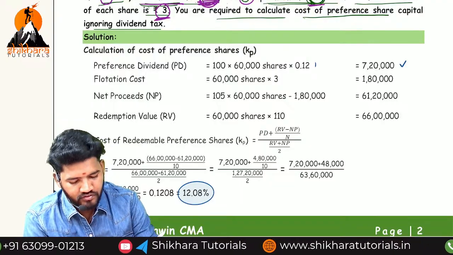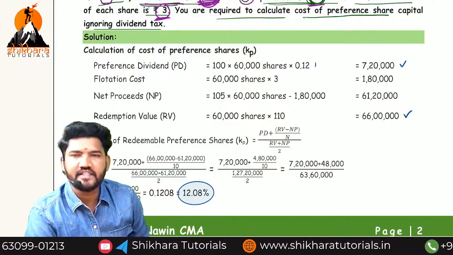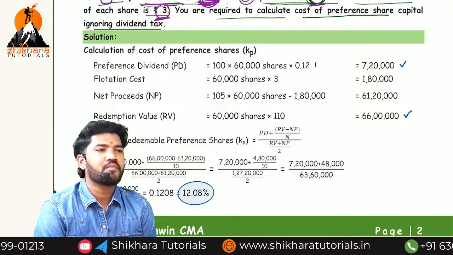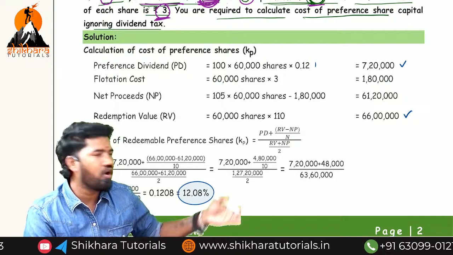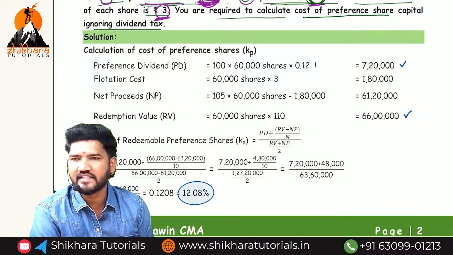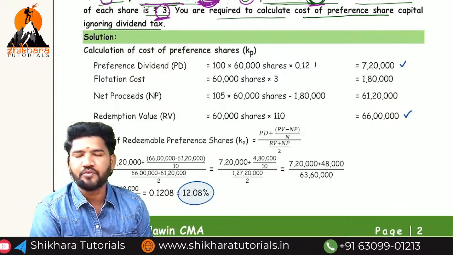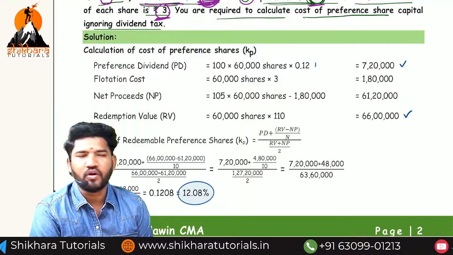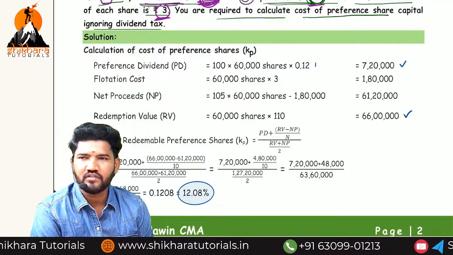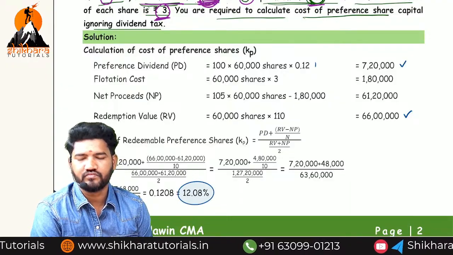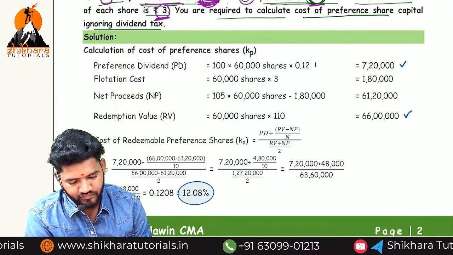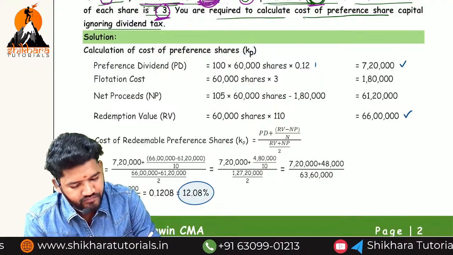How much? 66 lakhs. This is called redemption value, repayment value. So instead of 110, you have to consider 66 lakhs. Now what about the net proceeds? 1 or 2, 1 or 3, 1 or 2 into 60,000 shares. 61 lakh.